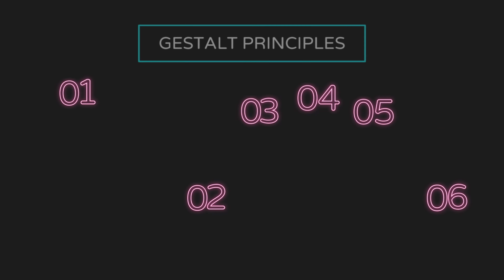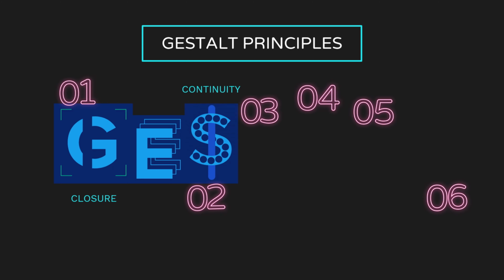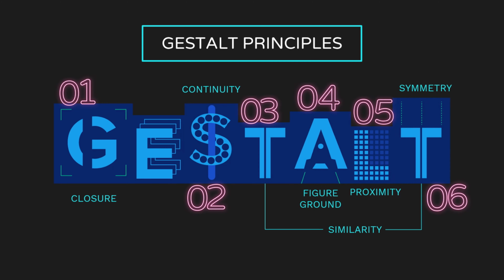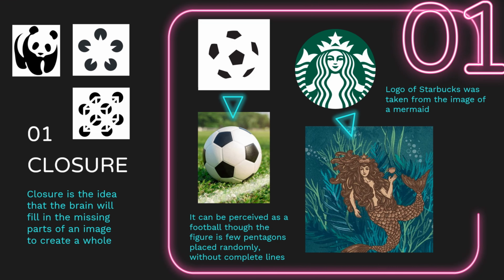There are six principles of Gestalt, which are closure, continuity, similarity, figure ground, proximity, and symmetry. The first principle is closure. Closure is the idea that the brain will fill in the missing parts of an image to create a whole. For example, this image can be perceived as a football, though the figure is a few pentagons placed randomly without complete lines, and the logo of Starbucks can be perceived as taken from the image of a mermaid.